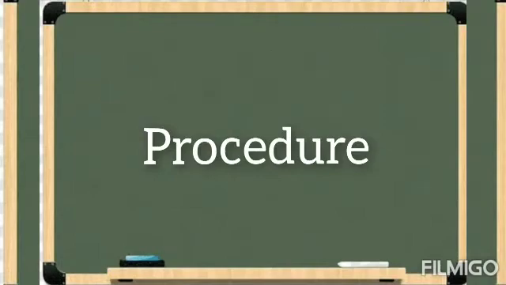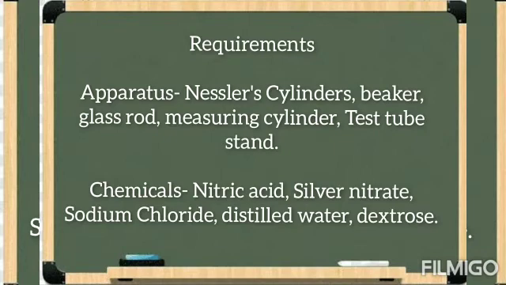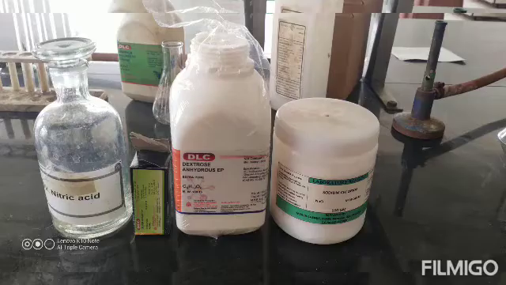Procedure: requirements. First one, apparatus: Nessler's cylinders, beaker, glass rod, measuring cylinder, test tube stand, and chemicals are nitric acid, silver nitrate, sodium chloride, distilled water and dextrose as a test sample.